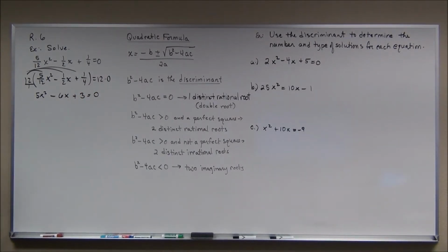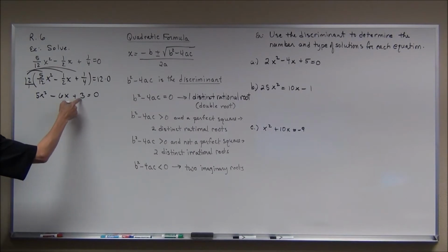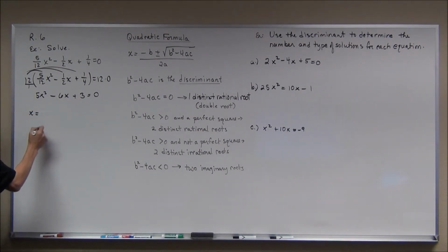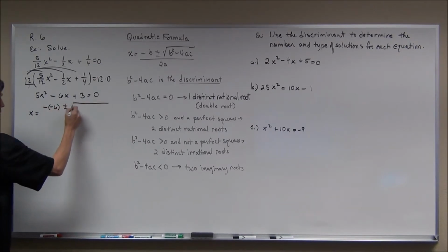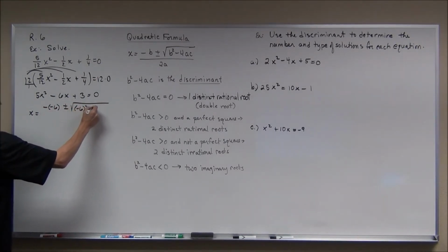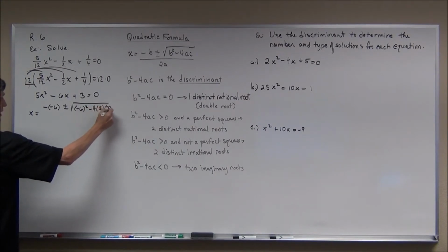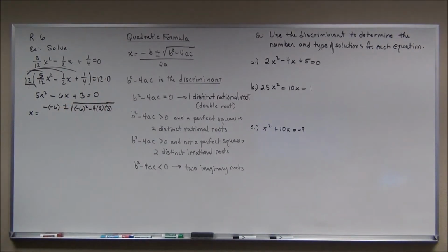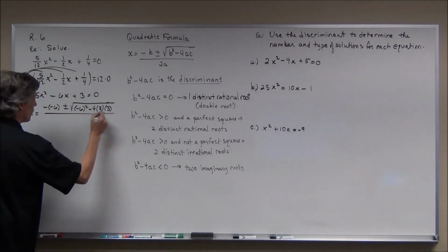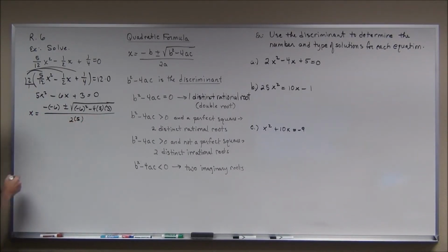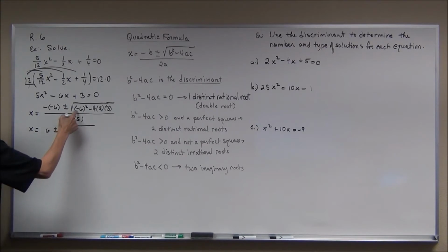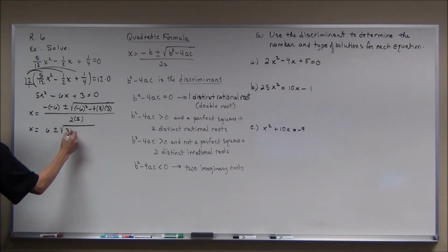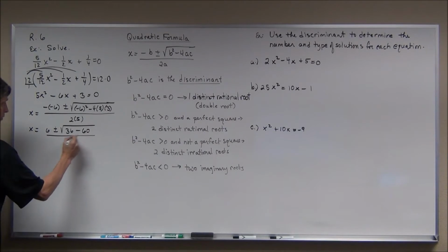This one does not factor. So a is 5, b is negative 6, c is 3. I'm going to plug it into the quadratic formula. I have the opposite of negative 6 plus or minus the square root of negative 6 squared minus 4 times 5 times 3. Again, the quadratic formula is right up there just in case you've forgotten. And that's all over 2 times a, which would be 2 times 5. So x is equal to positive 6 plus or minus the square root of, looks like 36 minus 60. And that's all over 10.